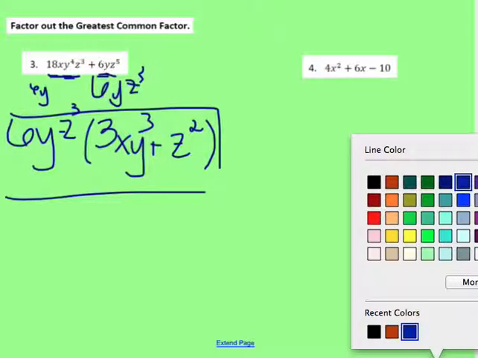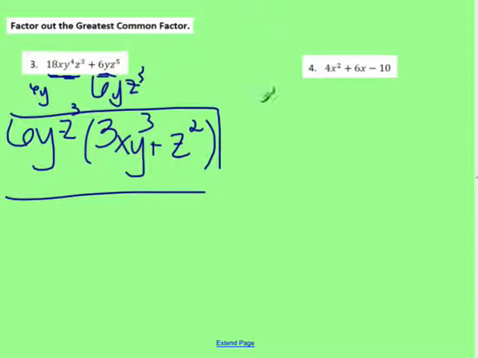Now let's take a look at number 4. So I want to figure out what divides 4, 6, and 10, and that's going to be 2. Now, a lot of students try and take an x out, but there's no x in the last term. So all we can take out is a 2. So all I'm doing is dividing each of my exponents by 2.